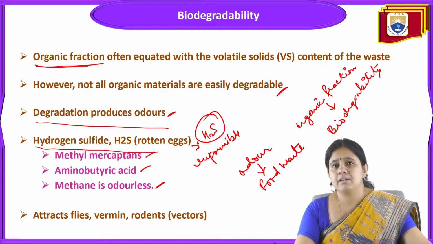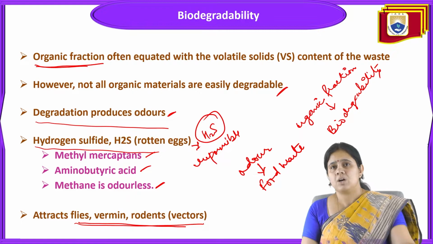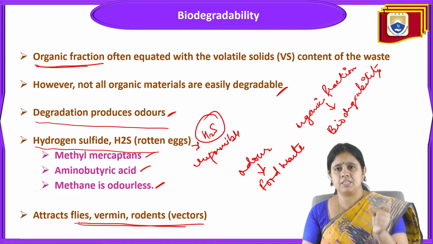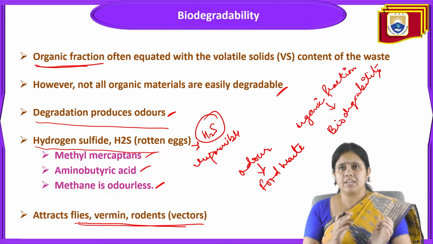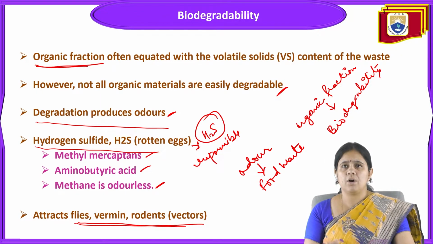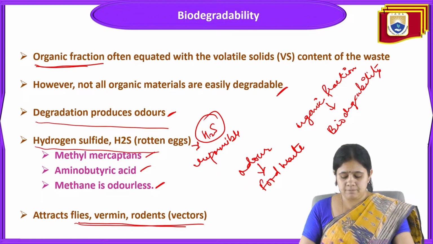Because of this biodegradability, they attract flies, vermin and rodents on a dump site. So this is all about the biodegradability of waste. The organic fraction is responsible for the biodegradability, and it is often equated with the volatile solids content of the waste. Not all organic material is easily biodegradable. Degradation produces odors, and because of this it attracts flies, vermin and rodents.